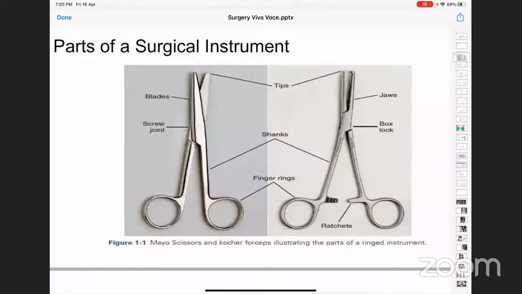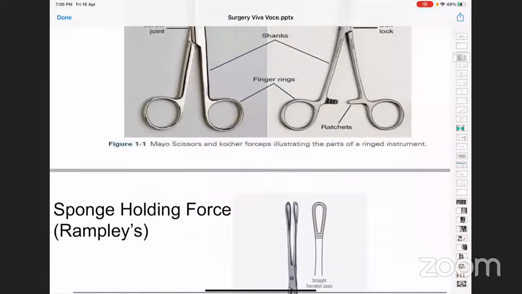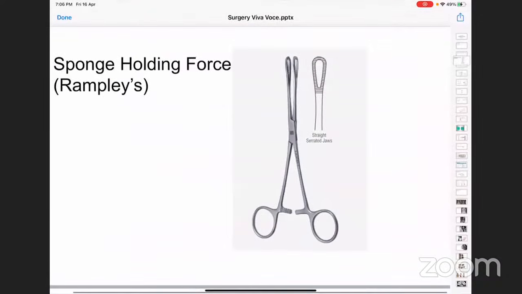So now that we've understood the basic parts of a generic surgical instrument, let us go to specific instruments. What you see here is known as a sponge holding forceps or a Rampley's sponge holding forceps. So here again, can you recognize a few important parts of the instruments that we just discussed? Okay, so you can see the finger ring, you can see the joint. What kind of joint can you see here? Yeah, this is a box joint.